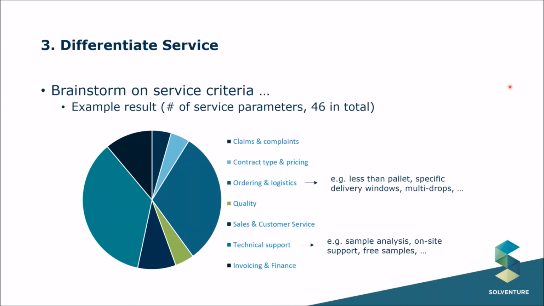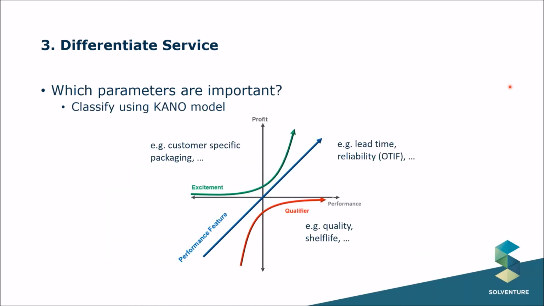But before we answer how we differentiate the services, we have to go one step in between, and we have to classify those parameters. To classify those parameters, we use a very interesting model, which is called the Kano model.